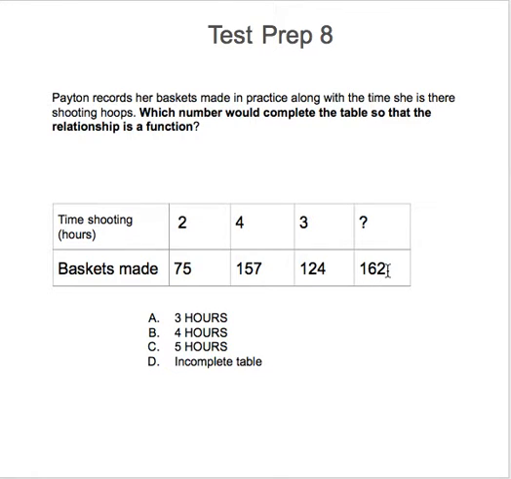Now, if this output value was, let's say, 157, then it could have 4 hours. Or if it was 75, it could be 2 hours. We already have that. That would be a function. So remember, when the inputs are the same, the output must be the same. And therefore, since the output is different, it cannot be one of these inputs.